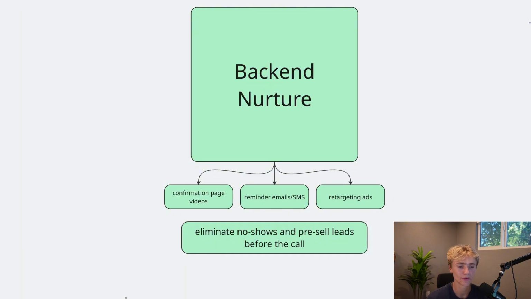And so the way that we do this is through a few different systems. And the systems you implement here really depends on the level of scale that you're at. But there's some that are really easy, really free to set up basically. And those are things such as confirmation page videos.